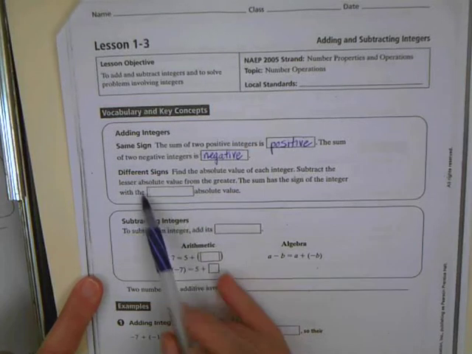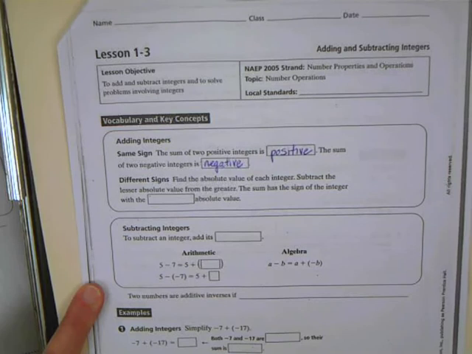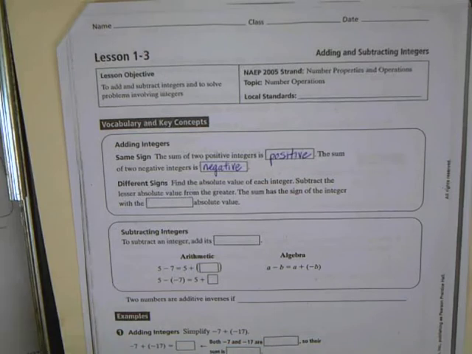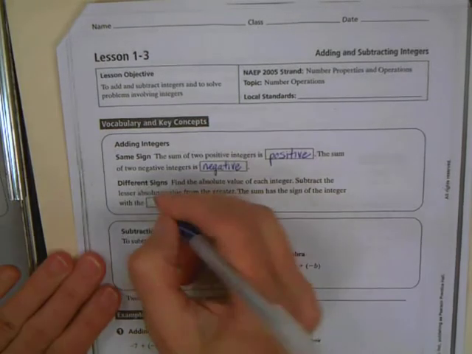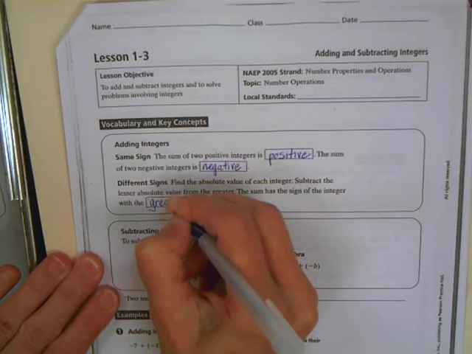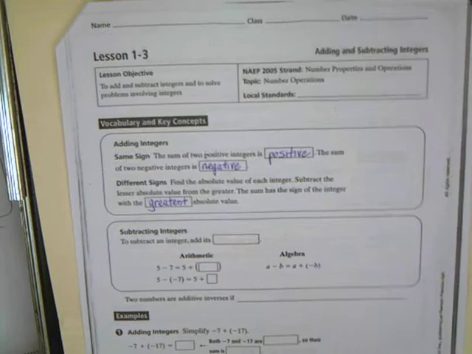To add integers with different signs, find the absolute value of each integer. Subtract the lesser absolute value from the greater. That gives you your sum, or the number. The sum has the sign of the integer with the greatest absolute value. Okay?